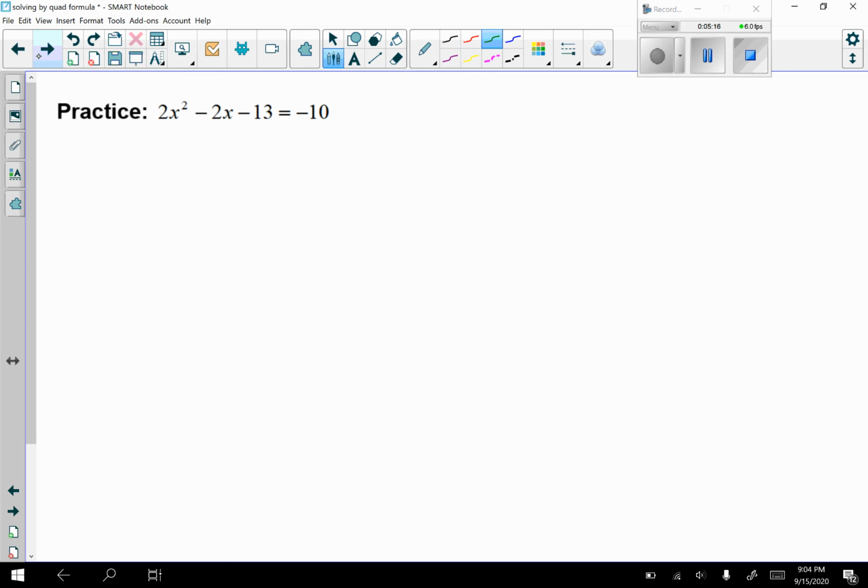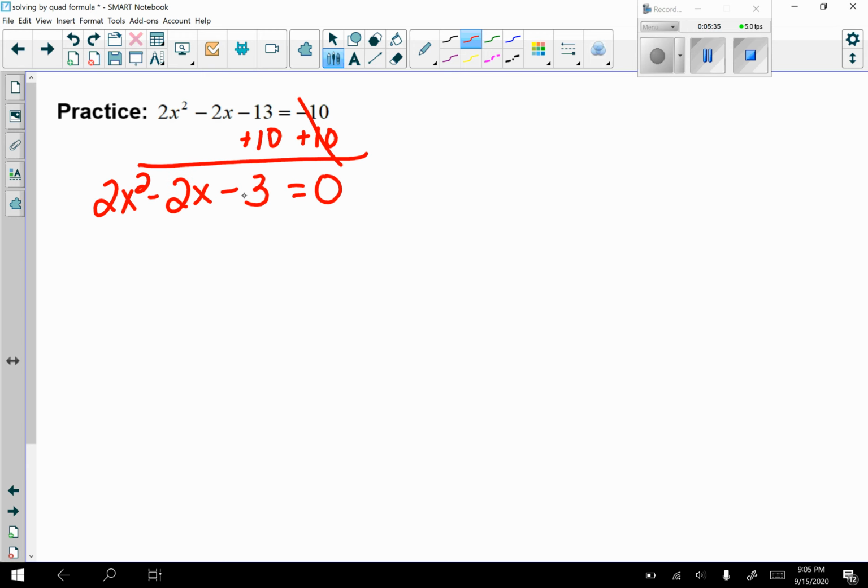So let's do one more example. You should remember that your first step is to always set it equal to 0. So I'm going to start by adding 10 to both sides. Remember, if you have like terms, to line them up nice and neatly. So I have 2x squared minus 2x minus 3. So here's a case where I have a greater than 1. I could try to factor, but I don't know if it's going to work. And even if it does, it could take me a while. So I'm going to go right to my quadratic formula.